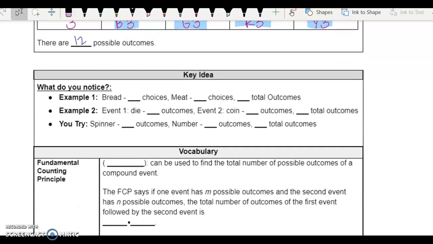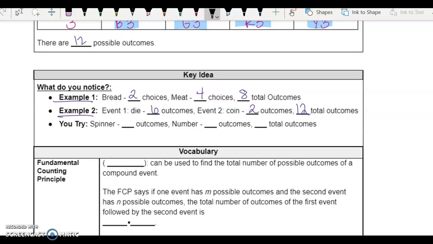So first, let's look back at example 1. When we had example 1, we had 2 choices of bread. We had 4 choices of meat, and that gave us 8 total outcomes. In example 2, we had 6 possible outcomes when we rolled our die, numbers 1 through 6. And then we had a coin, which gave us 2 possible outcomes because you could either get heads or tails. And that gave us 12 total outcomes.